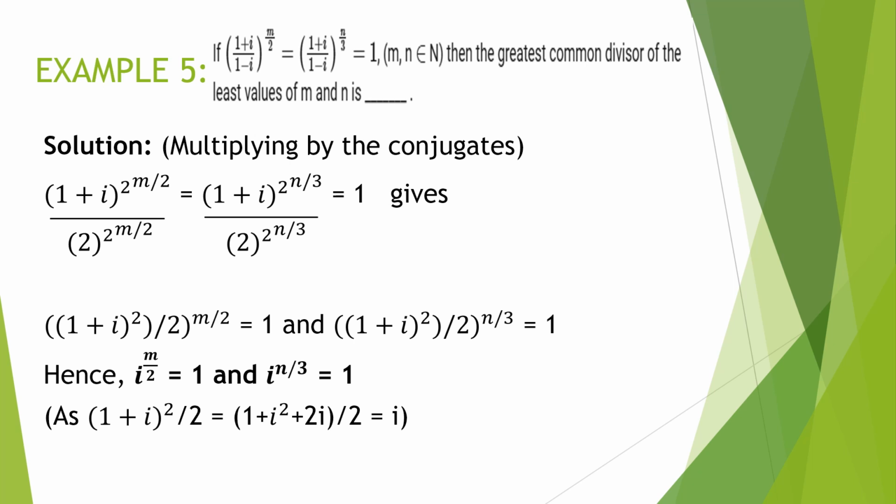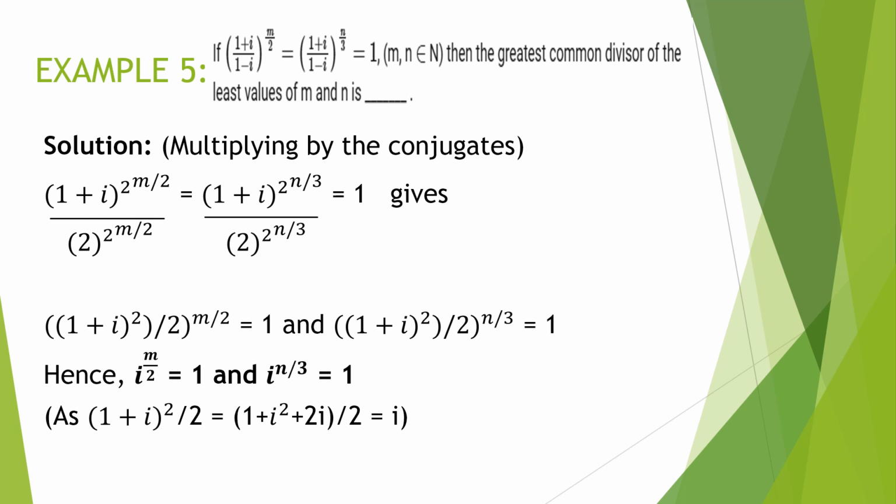Now first thing is, whenever you see this type of example, we try to rationalize it by multiplying and dividing by the conjugate of the denominator. So we multiply and divide by 1 plus i. So the numerator will be (1 plus i) square, denominator will be 1 square minus i square, or that is 2. So same way we do for m and n. So what do we have? ((1 plus i) whole square) raised to m by 2 upon 2 square raised to m by 2. Similarly, ((1 plus i) square) raised to n by 3 upon 2 square raised to n by 3. Both are equal to 1.